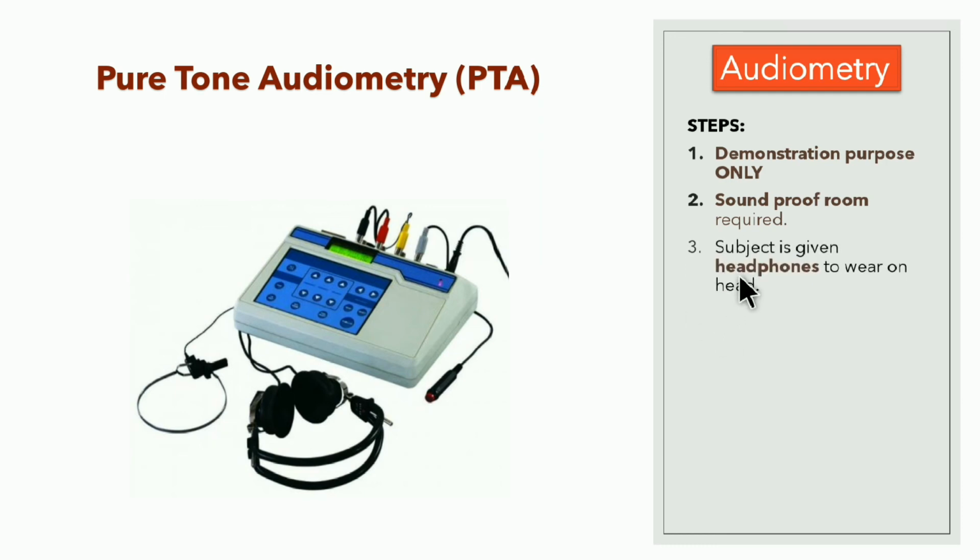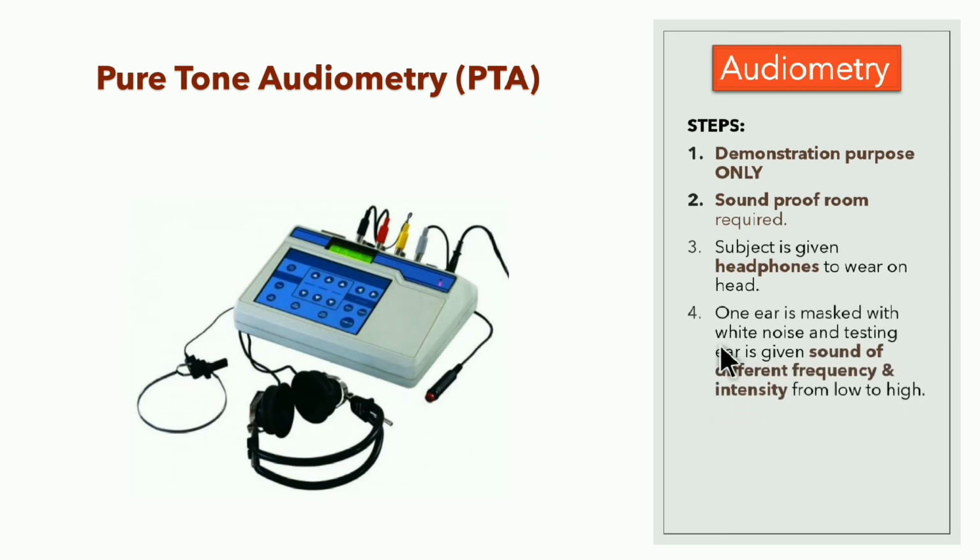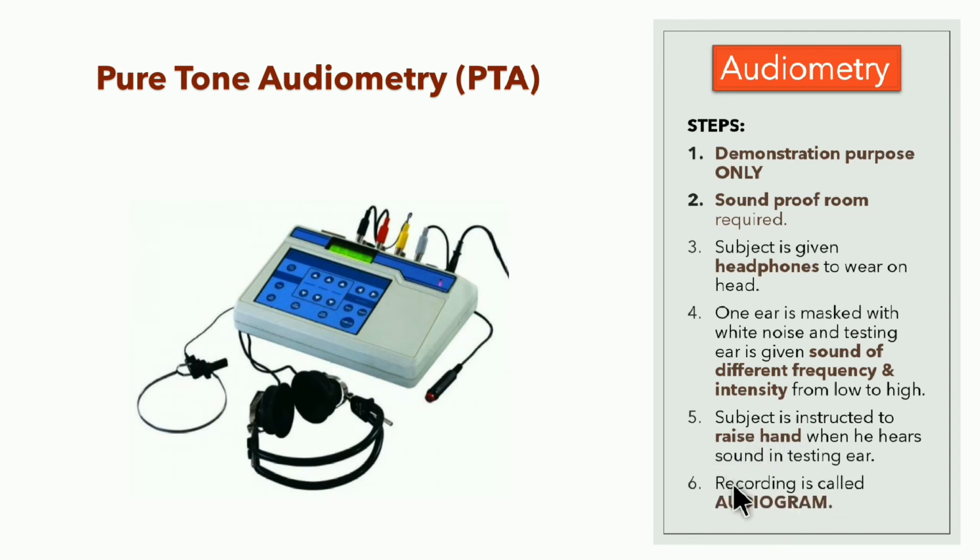Now here the headphones are given to the subject, and the subject wears the headphones on the head, and then white noise is produced in one ear, and in the other ear the various sounds are produced. That is the testing ear. In the testing ear, various sounds are produced of different frequency and intensity. We will start with the low level and then go to the high level, and we instruct the subject that he has to raise his hand whenever he hears the sound, and that is recorded on paper, which is known as an audiogram.